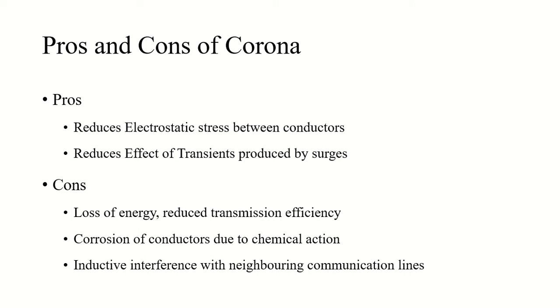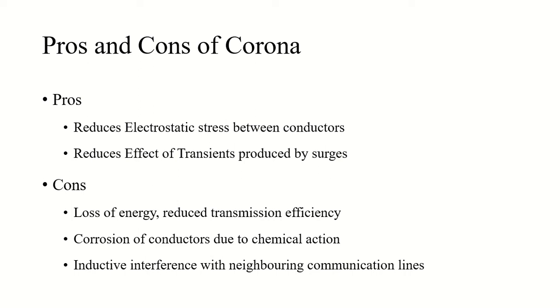The third point is, the current which is drawn by the line because of corona becomes non-sinusoidal, and it will have a third harmonic component in it. Because of this non-sinusoidal voltage drop, there will be inductive interference with neighboring communication lines, and this inductive interference is not preferred either, right? Except if you are working for some intelligence agency, intelligence bureau, and you want to do it on purpose, right? So these are the pros and cons of corona.